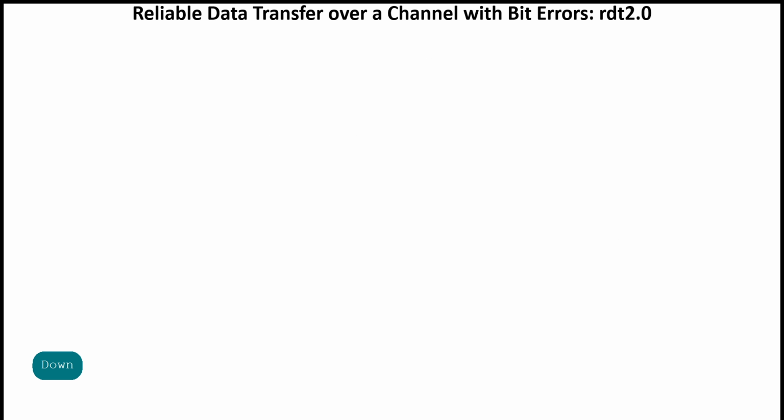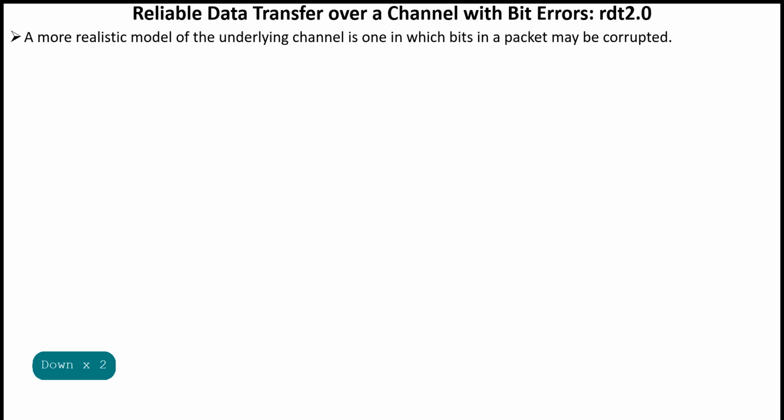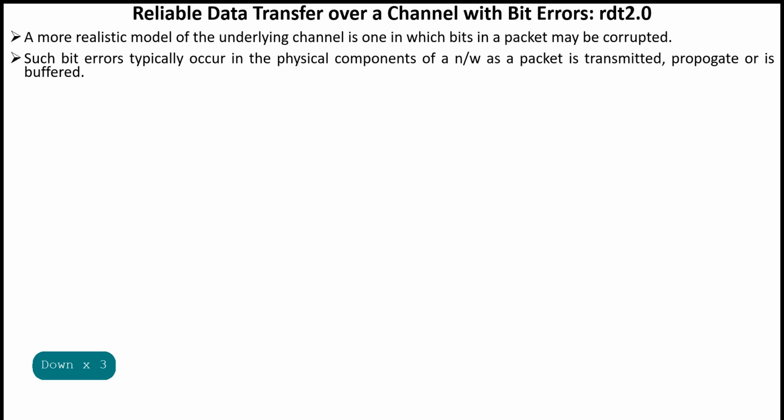Hello dear students. In this video I am going to explain about reliable data transfer over a channel with bit errors, and we will call it RDT 2.0. A more realistic model of the underlying channel is one in which bits in a packet may be corrupted. Such bit errors typically occur in the physical components of a network as a packet is transmitted, propagates, or is buffered.